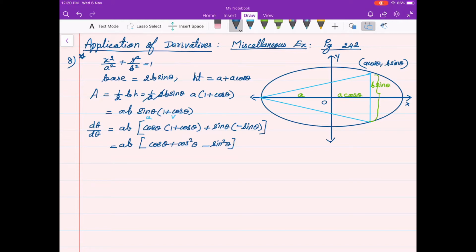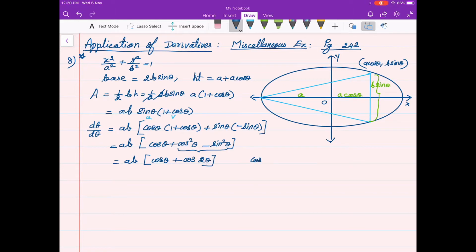We have two ways of solving this equation. We can use cos square minus sin square formula, which is cos 2 theta, or you may change sin square using the identity 1 minus cos square, but in that case you will get a quadratic expression, then you have to factorize. So, it is better to use cos 2 theta formula.